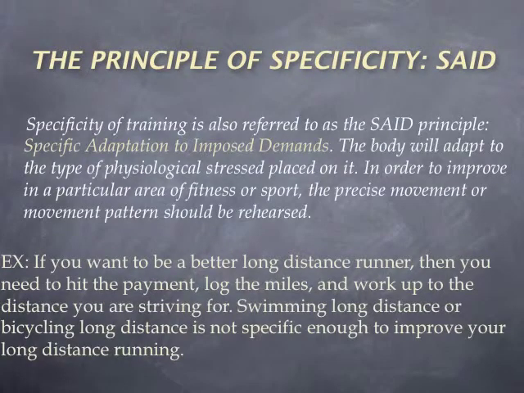The next principle is the principle of specificity, said: specific adaptation to imposed demands. The body will adapt to the type of physiological stress placed on it. In order to improve in a particular area of fitness or sport, the precise movement or movement patterns should be rehearsed. An example is if, let's say, you want to become a better long distance runner, then you need to hit the pavement, log the miles, and work up to the distance you're striving for. Swimming long distance or bicycling long distance is not specific enough to see the improvement in your long distance running.